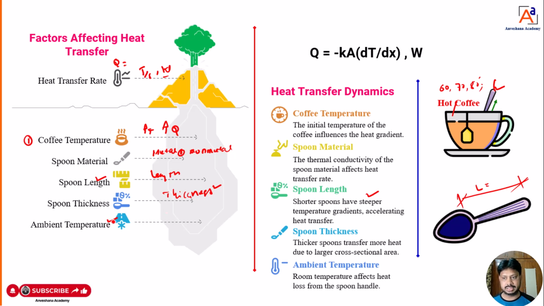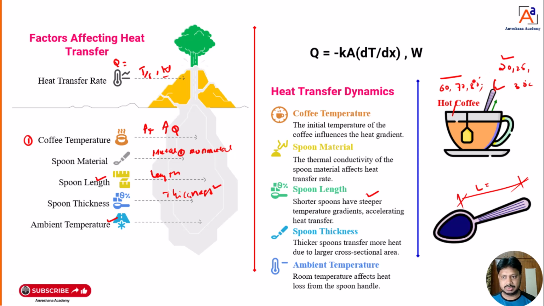Then ambient temperature, dear students. I have taken coffee temperature 60, 70, 80 degrees Celsius. Like that, if the ambient temperature is 20, 25, or 30 degrees Celsius, that also plays a very important role in the rate of heat transfer. If the ambient temperature is very less, that means what? There is a more change in temperature.